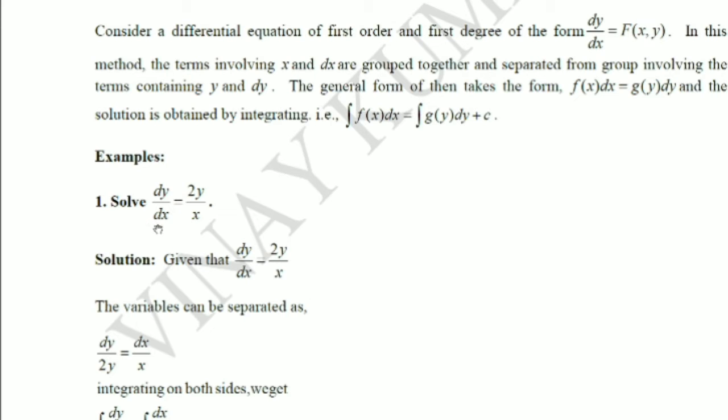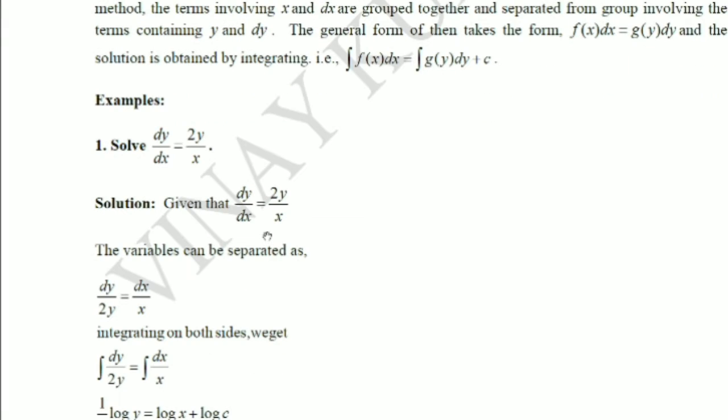The first one is: solve dy by dx equal to 2y by x. Since it is a ratio of these two, we can easily separate the variables. How? Send this 2y to this side, and we should not keep the derivative in the denominator. So let me send this 1 by dx to this side, that becomes dx, so that you will get dy by 2y is equal to dx by x. Now the terms involving y are in one group and the terms involving x are in the other group. So variables are separated, hence we can integrate this.